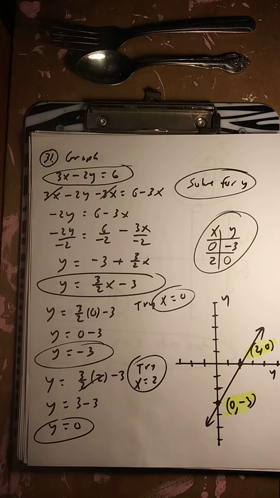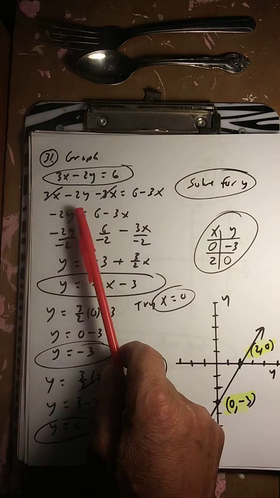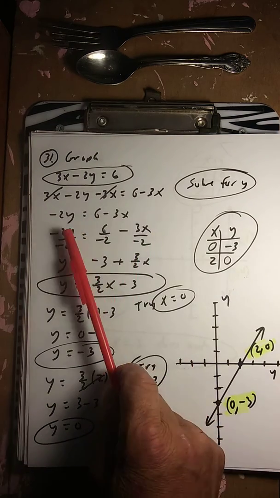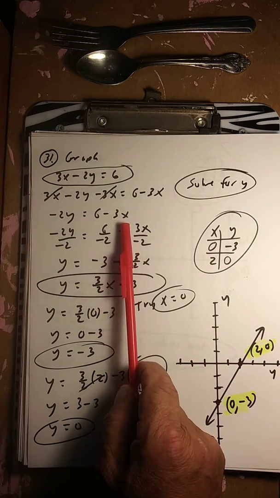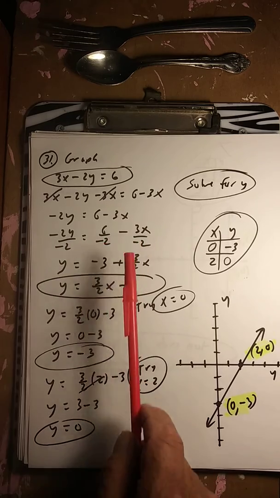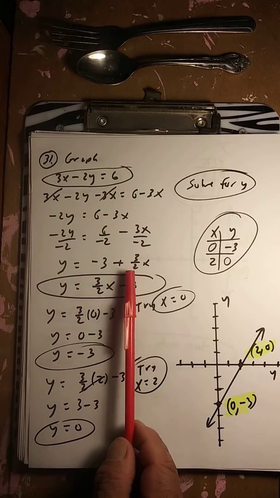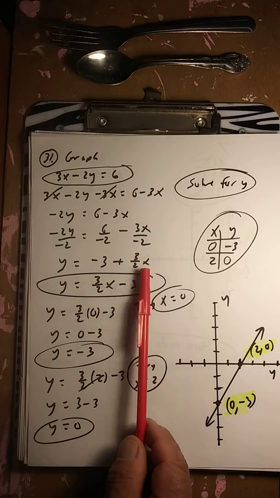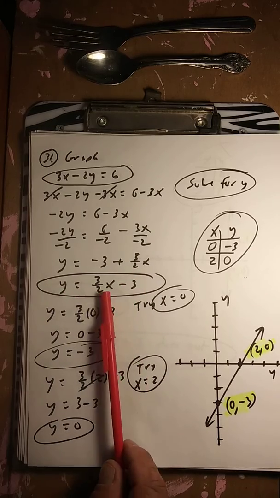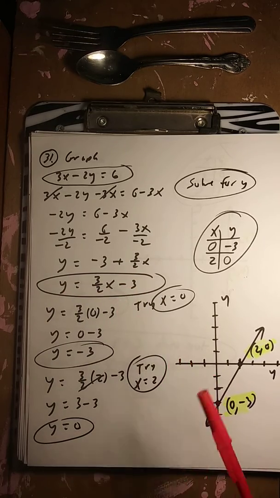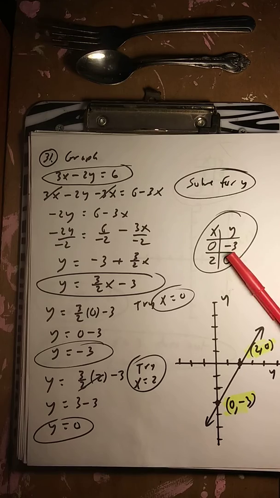Graph this. Let's solve for y first. We subtract 3x from both sides, so we have negative 2y equals 6 minus 3x. Divide by negative 2, negative 2, so we have y equals negative 3, positive 3/2 x. Now rewrite this, y equals 3/2 x minus 3. Now we're going to choose numbers. What numbers are we going to try? We're going to try the numbers that work the best.